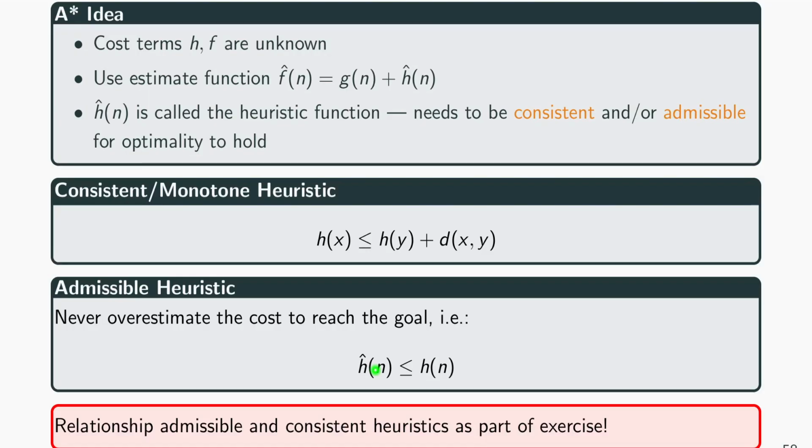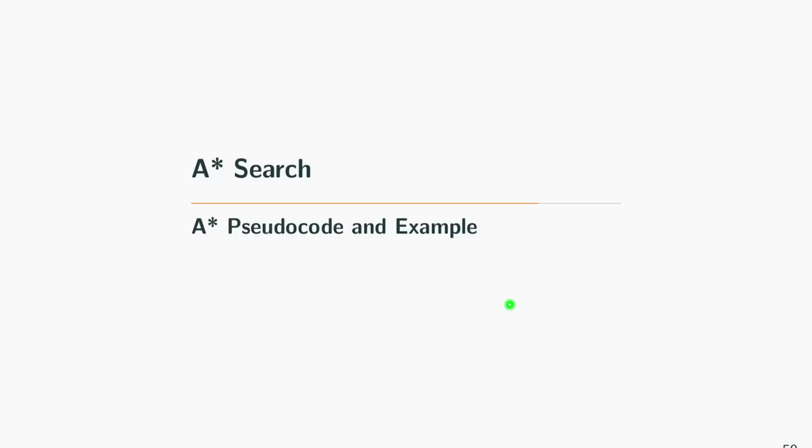Okay, and I think in the next exercise, which by the way will obviously not be tomorrow, but in less than 8 days, you will also look a little bit at this relationship between the older definition of consistent heuristics and what is more frequently used now, admissible heuristics. Okay, so let's now look at an A star pseudocode and example.